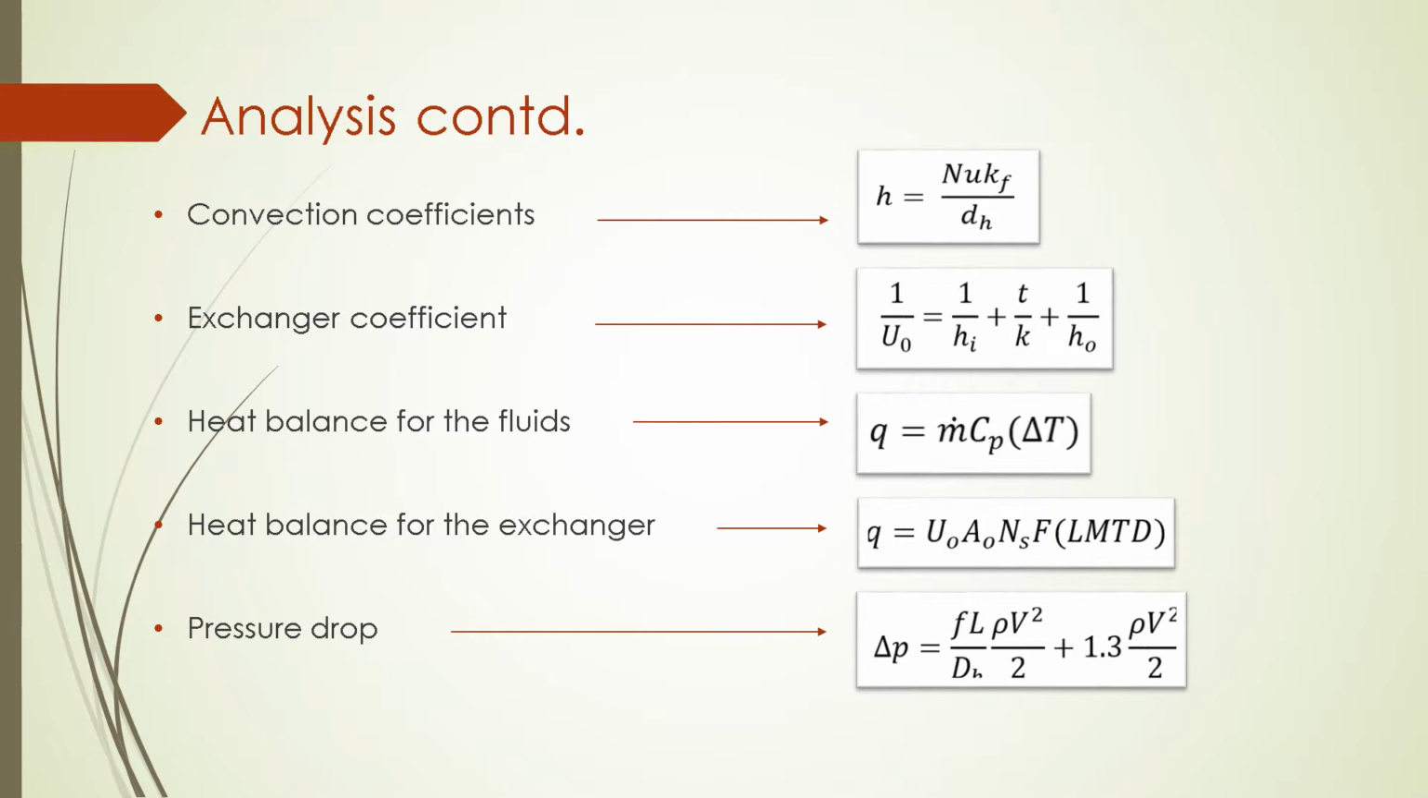Using values from fluid and material properties and the values obtained earlier, the convection coefficients for both fluids and the exchanger coefficient can be obtained. For the exchanger coefficient, the term T over K stands for the conduction coefficient. Additionally, the heat balance for both fluids and also for the exchanger can be calculated by the formula shown in this slide. Finally, the pressure drop for both fluids can be calculated by the given equation, where the first part shows the pressure drop in the plates and the second part shows the pressure drop in the port, which is basically accounting for minor loss.